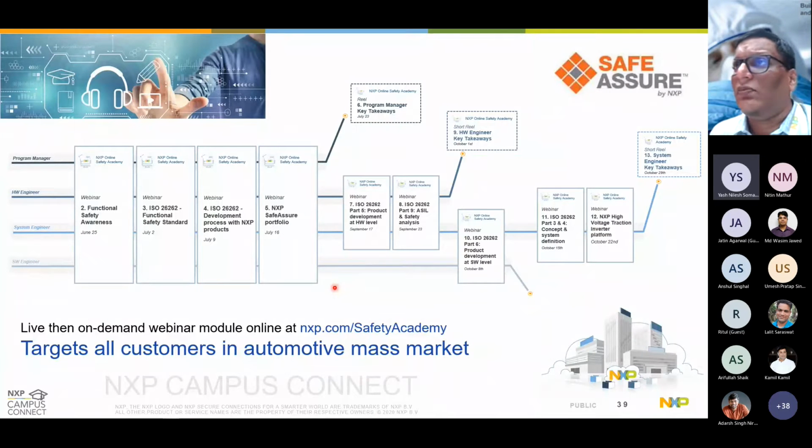And lastly, we have these trainings. This is one training that I did today. There are a bunch of trainings that are available. If you go on nxp.com, if you are interested in knowing more about functional safety, attend some of these trainings, which go into more details, for example, functional safety awareness, standard development process with NXP products and so on. These are oriented towards, for example, if you want to be a hardware engineer, then you can take this course. If you want to be a systems engineer, then you can take this course. This is available free of cost on nxp.com.